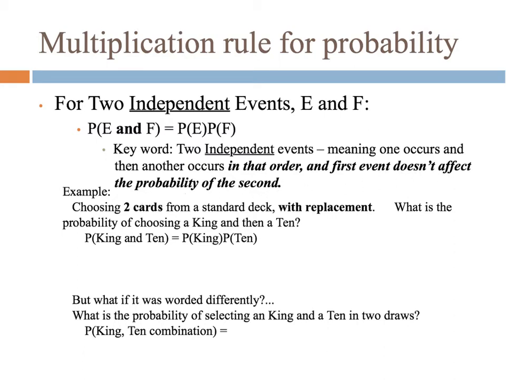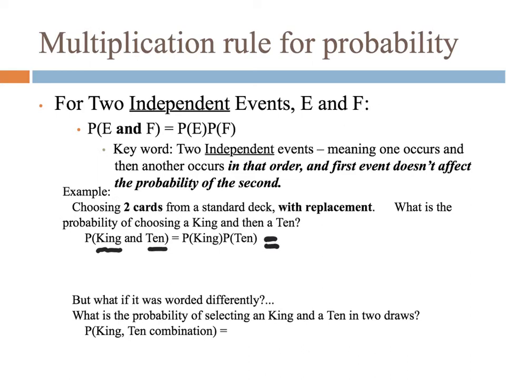So let's go back to cards and look at an actual example here. If we chose 2 cards from a standard deck and we replaced them as we drew them, what's the probability of choosing a king and then a 10? I want to point out the specific wording there that we're choosing a king and then a 10, which implies king came first and 10 came second. Well, when that's the case, this is a perfect example where we can apply the multiplication rule. We're first going to pick a king and then a 10, so we are going to take the probability of getting a king and multiply it by the probability of getting a 10.